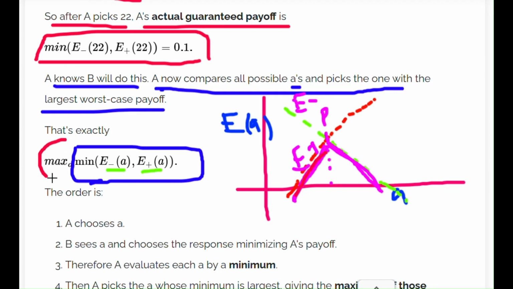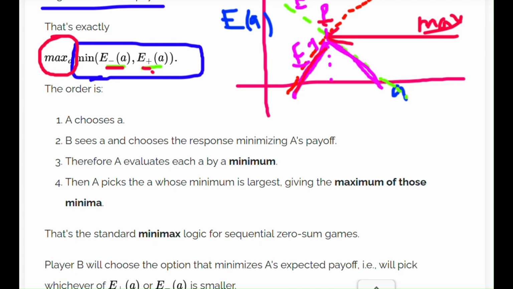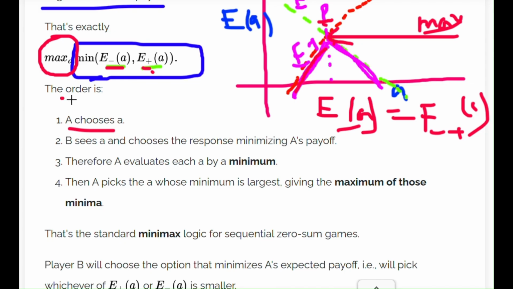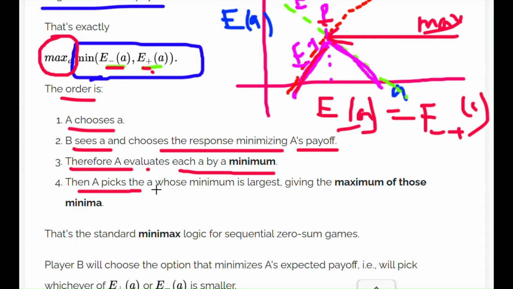And then on top of that, we have the maximum. So if this is our curve, the maximum of this occurs here at the corner, the point P, which we had just said is the intersection of E minus A and E plus A. So we'll use this point to calculate the optimal point, the fact that the optimal would occur where E minus A is equal to E plus A. So A chooses the point A, B sees A and chooses the response that minimizes A's payoff. Therefore, A evaluates each A by its minimum, and then A picks the number A whose minimum is the largest.